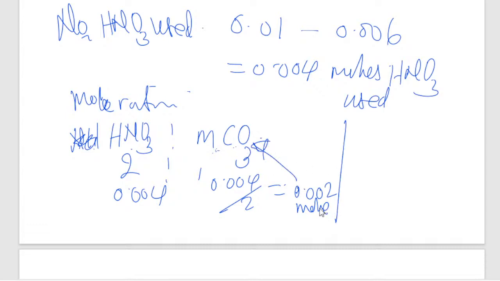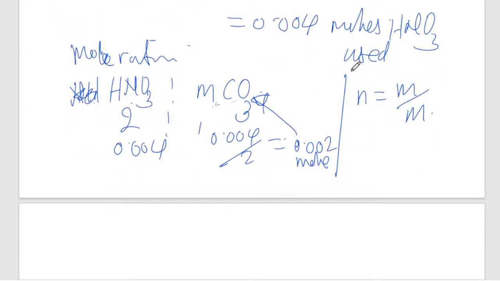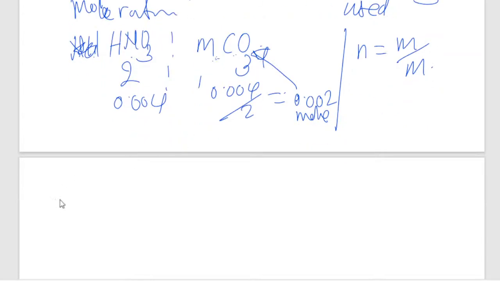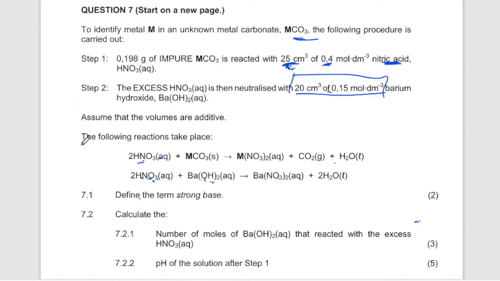So now once I get the number of moles of that, I can find it, because number of moles is equal to mass over molar mass. How am I going to find it? All right. Number of moles now I have as 0.002, is equal to mass. Do I know the mass? Yes. They said it here.